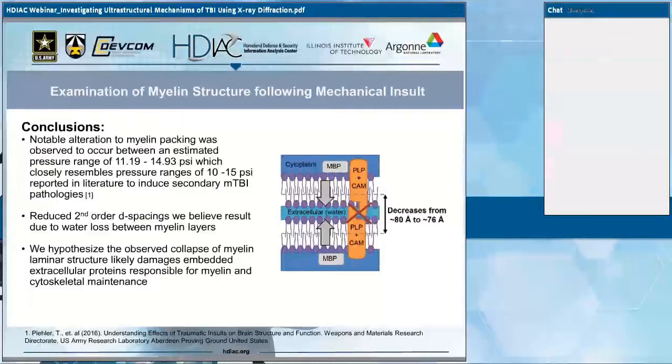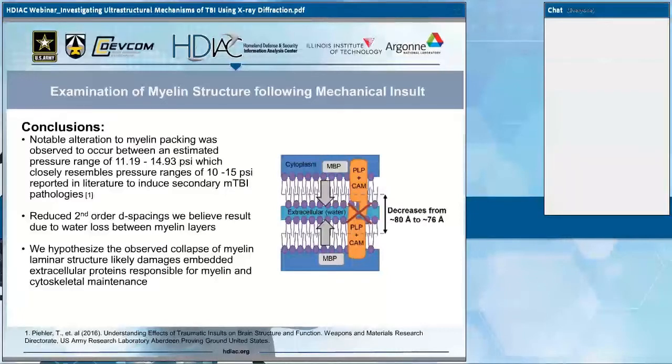So as Joseph mentioned, we were able to observe that a notable and repeatable change to myelin structure was occurring. And in general, when we convert to PSI, this was seen to occur between 11 and almost 15 PSI, which is interesting because this range closely resembles a pressure range of 11 to 15 PSI, which has been reported in the literature to induce secondary TBI pathologies.